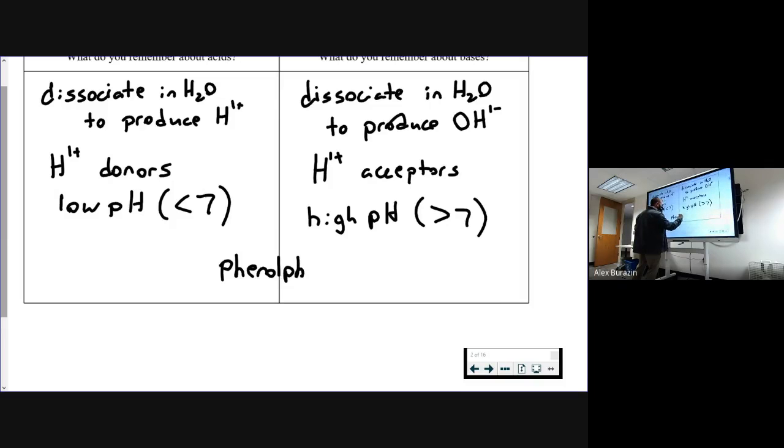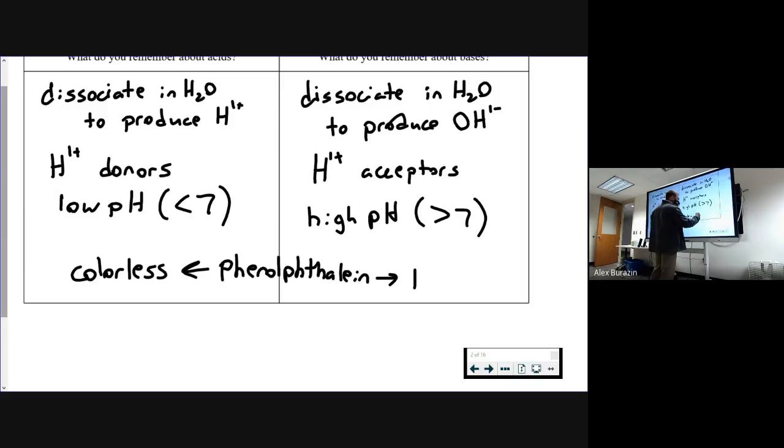Phenolphthalein. Okay, if it's an acid, it's colorless. If it's in base, it's pink. Yeah, absolutely. Thank you. I don't know who that was, though. I apologize. I'm not staring at my computer, so I only hear voices in my head. I'll get that checked out over break.